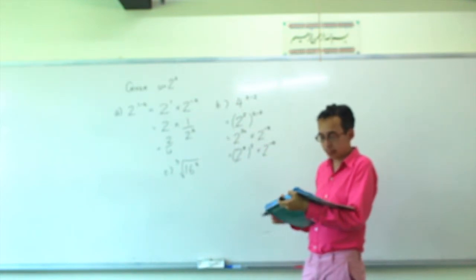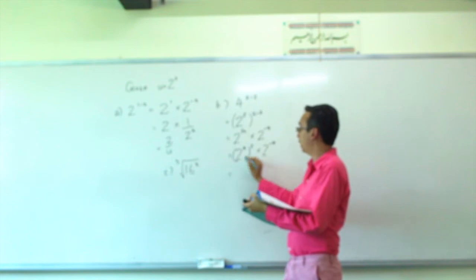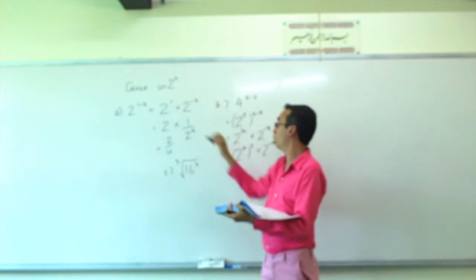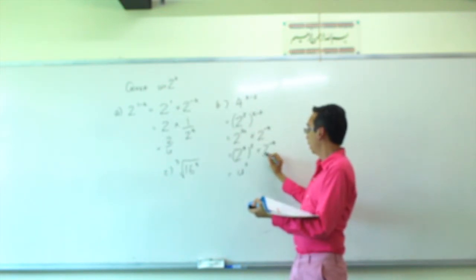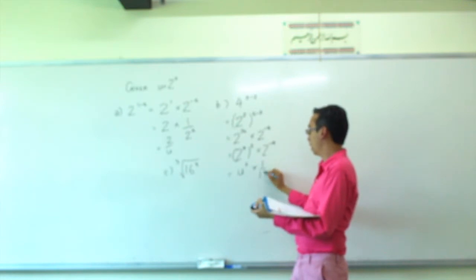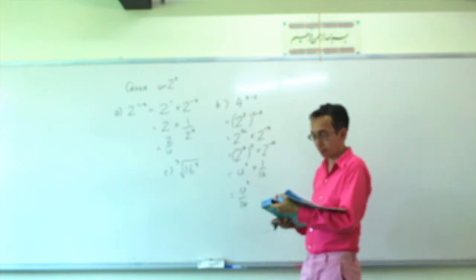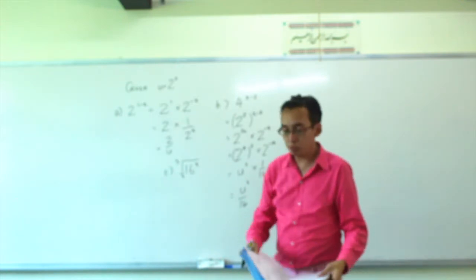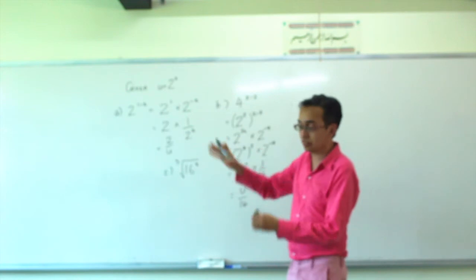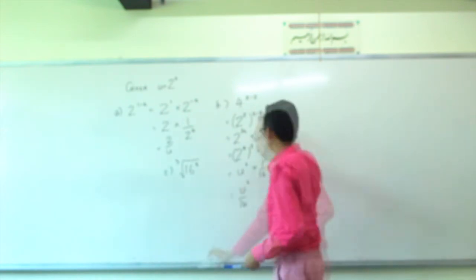Then for this part, 2 to the power of x is given as u. So u squared, and this one is 1 over 16. So it's u squared over 16. I'll do part C, but I will erase the others first so that you don't get confused.